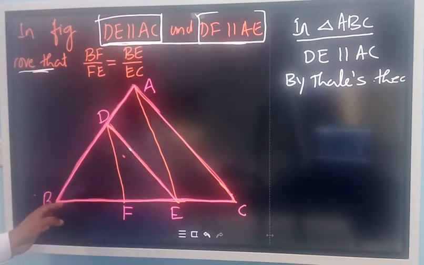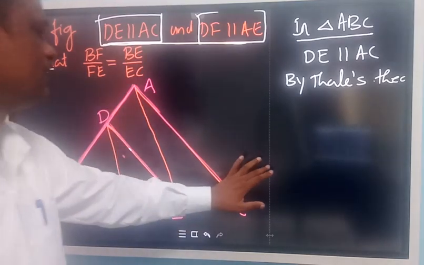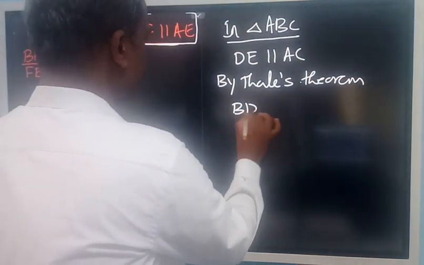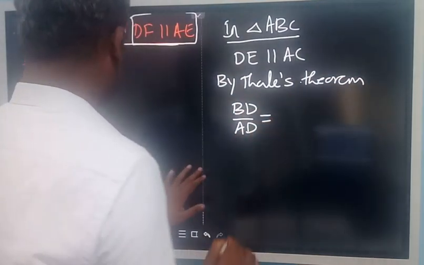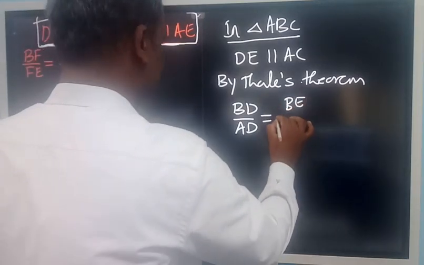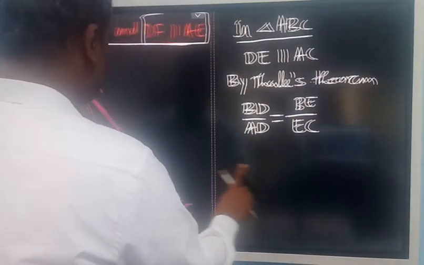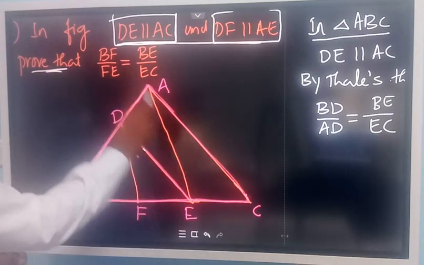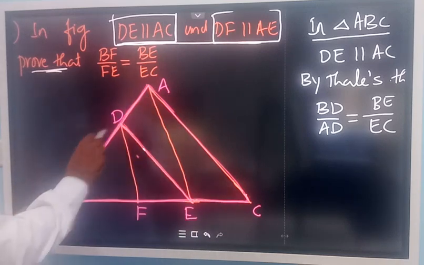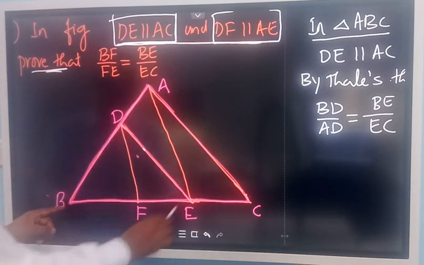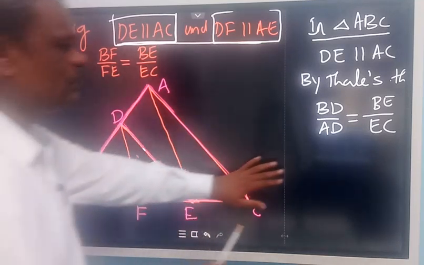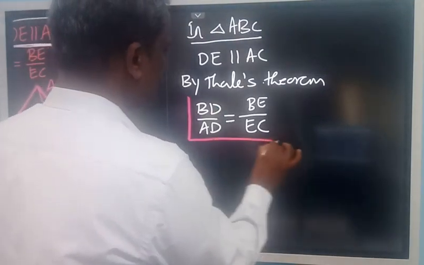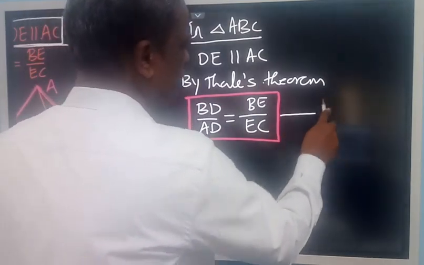So what can you write here? BD by AD is equal to BE by EC. Is it clear? Only these lines, DE and AC, are parallel in this triangle ABC. Therefore BD by AD is equal to BE by EC. You call this equation 1.